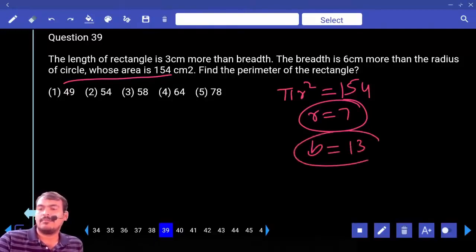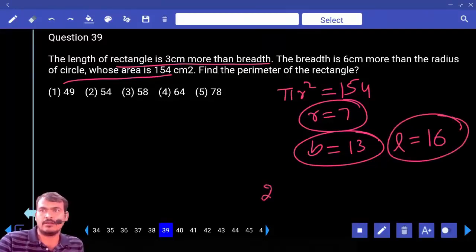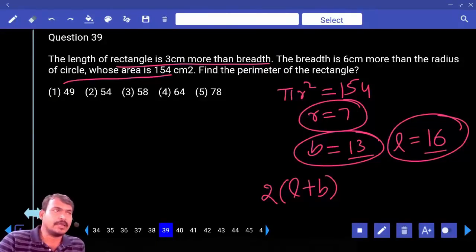If r value is 7, breadth of the rectangle is how much? 13. But the length of the rectangle compared to breadth is 3 more. Means length value is how much? 16. But we required perimeter of the rectangle. Nothing but 2 of L plus B. 16 plus 13, 29 into 2 times. How much? 58.